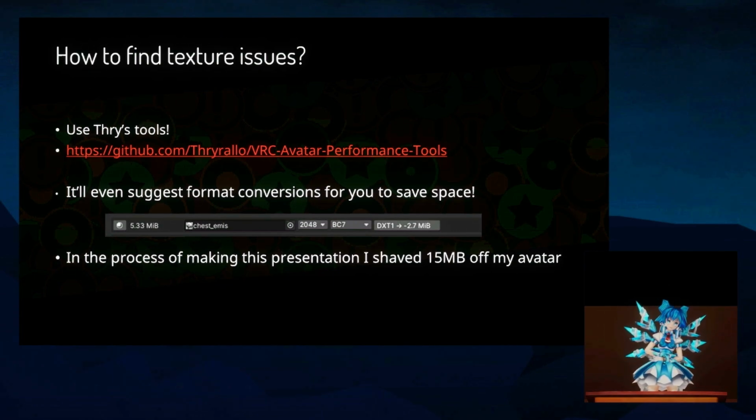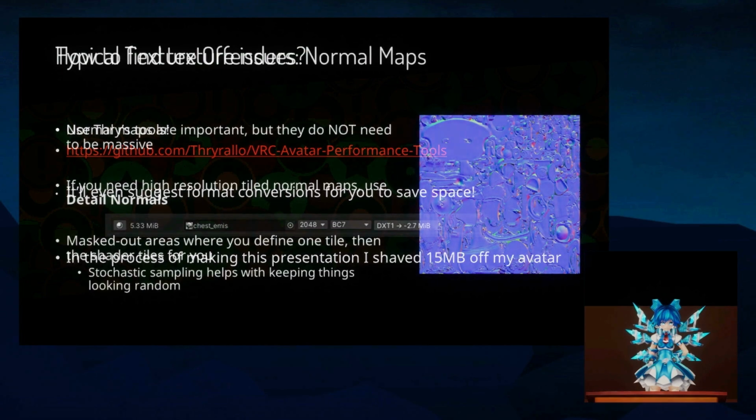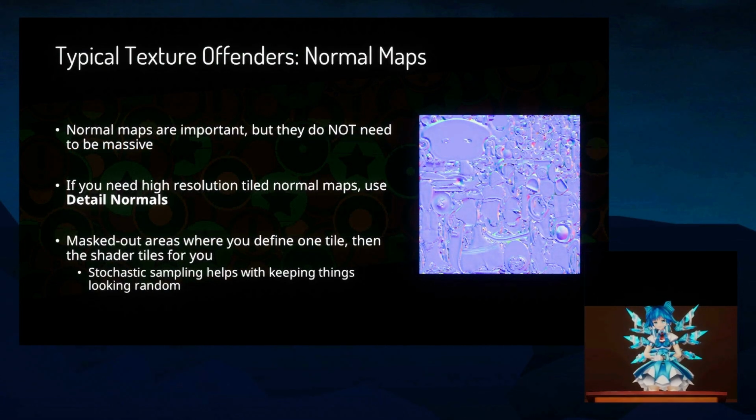It will tell you what the current size of the texture is. It will tell you the current resolution and compression settings, and will even recommend downsizing the texture. So it'll say, hey, this is 4K, you could drop it to 2K. Or it'll even tell you better compression methods that may reduce the amount of VRAM usage or even provide some other optimizations. Just in the process of making this presentation, I was able to shave off like 15 megs off of my avatar just accidentally. So thanks, Thry.